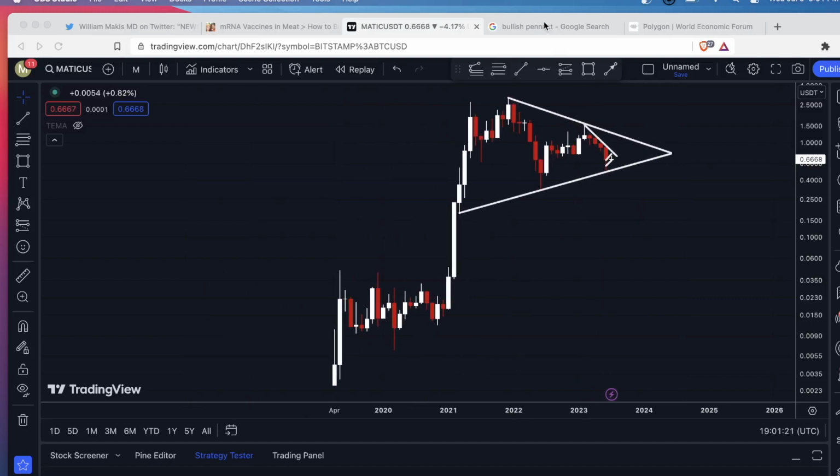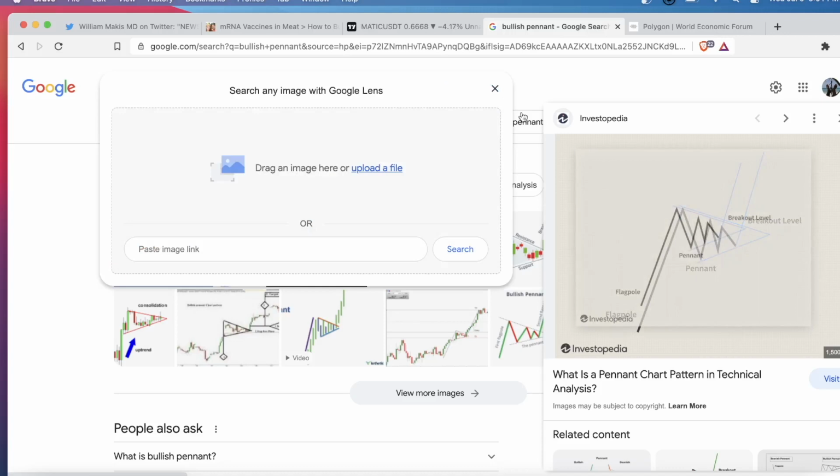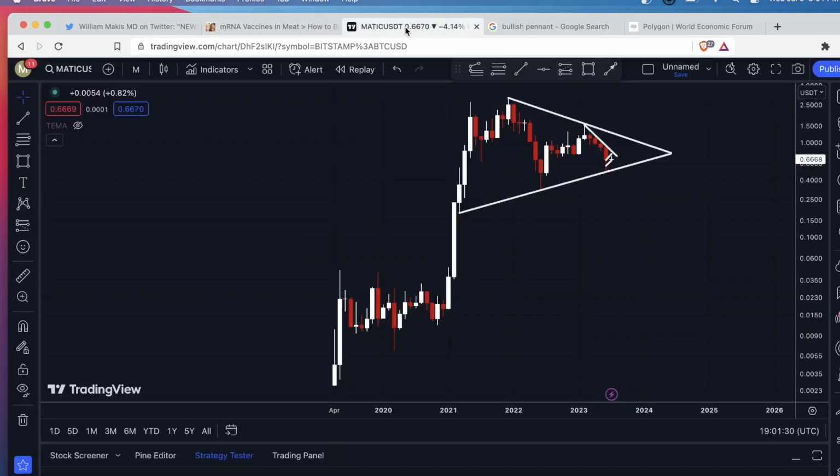If you're not familiar with what a bullish pennant is, it just looks like this. You have the up move that's called the flagpole, and then the tops, you're making lower highs here, but you're also making higher lows, and eventually it would theoretically converge and then break out. It can break out at any time in either direction, but if we stay within this pennant, the expected breakout date would be right around the time of the halving, April 24th.